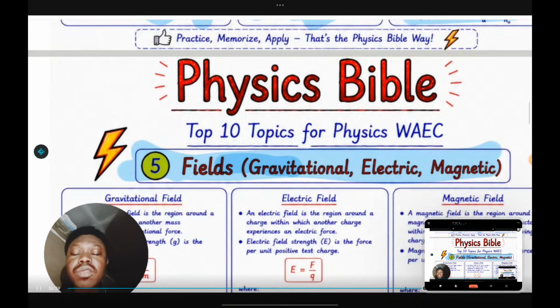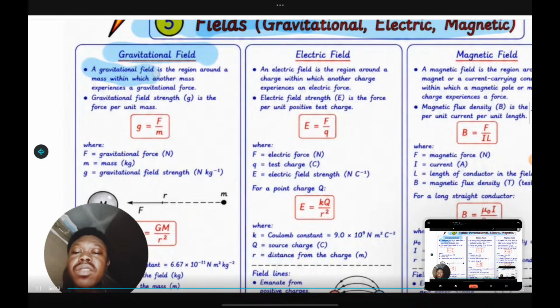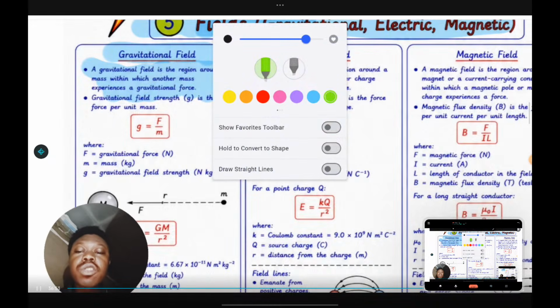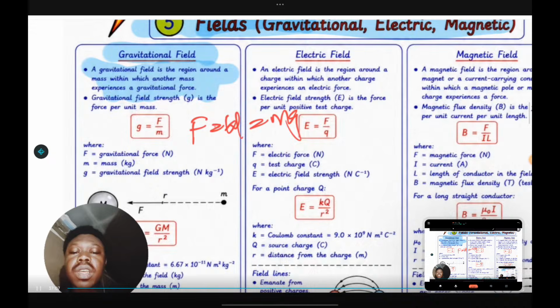Majorly, this is under SS2 or SS3 in some schools. Gravitational field. A gravitational field is a region around a mass within which another mass experiences a gravitational force, which is why under this topic you now have small g and capital G, as you are going to see later. For small g, it is gotten from your formula for force, W equals mg. Take note, if you make g the subject of the formula, you will now have g equals F over m.